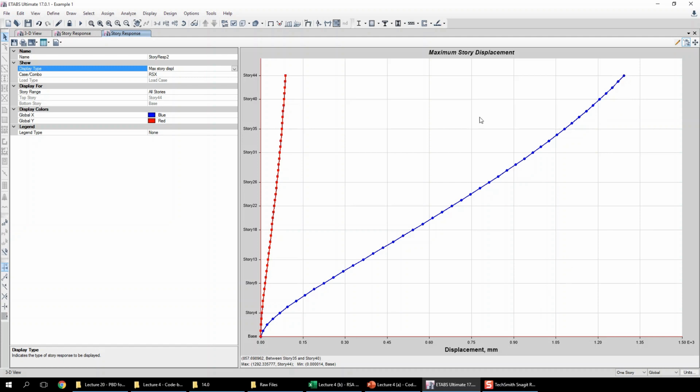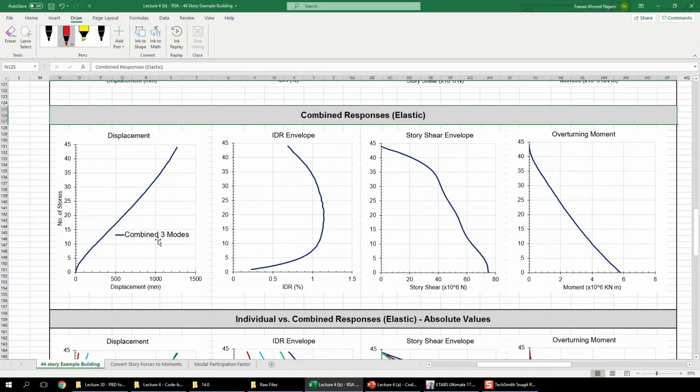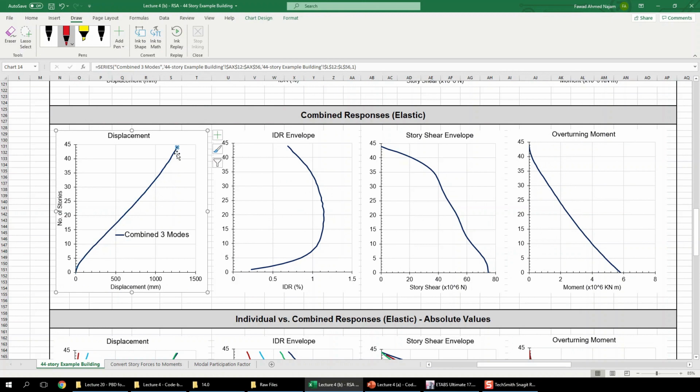millimeters, 1292 millimeters. So let's compare it with the total displacement we are getting in our ETABS, and that is also very close to this number. You can see this number is very close to the number which we are getting from ETABS. It is 1268. It is less than what we are getting in ETABS.